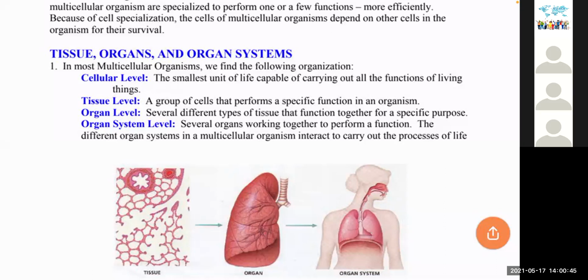You understand? At cellular level, the smallest unit of life is a cell. Now, a group of cells, that's a tissue. That's the tissue level: a group of cells that performs specific functions in an organism. Who can give me an example of any tissue that they know?